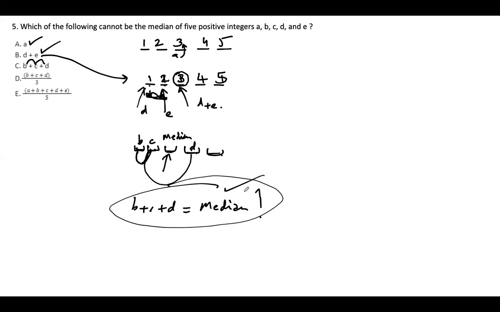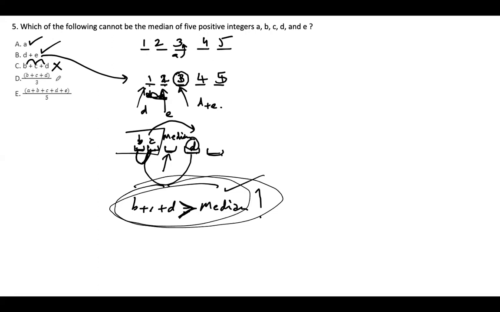That's my point. See, the sum of these 2 numbers, B plus C, and you are also adding a value that is greater than the value of the median. So definitely B plus C plus D is greater than the median. So can B plus C plus D be the median? Not at all. Okay, you can stop right there.